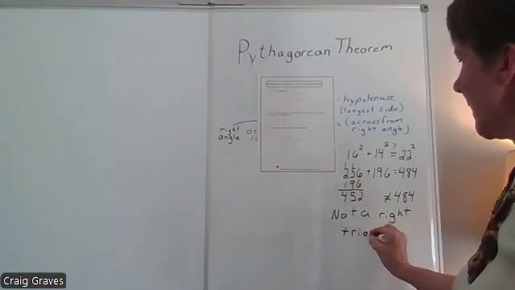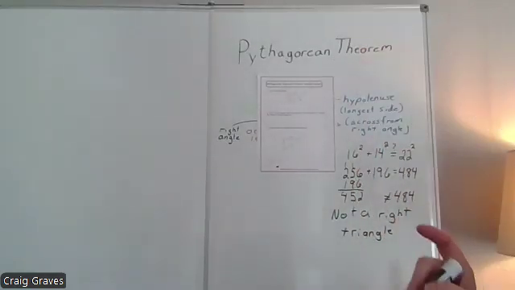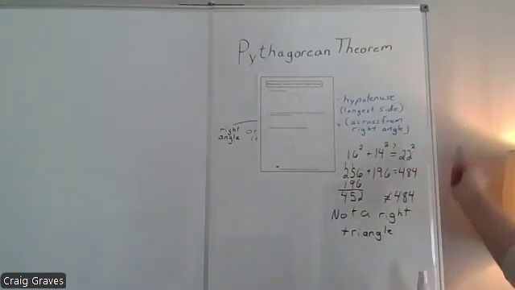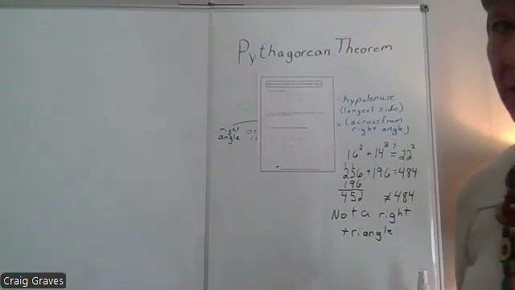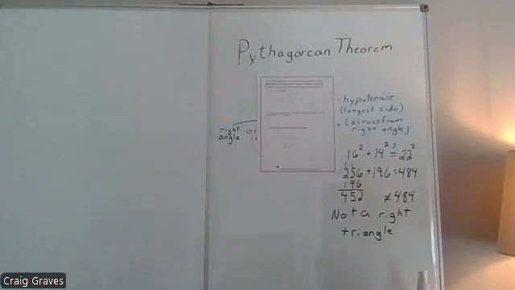Because all right triangles will follow the Pythagorean theorem. If you square the two shorter sides and add those together, you will get the longer side squared. Since that didn't work here, we've shown that it is not a right triangle.